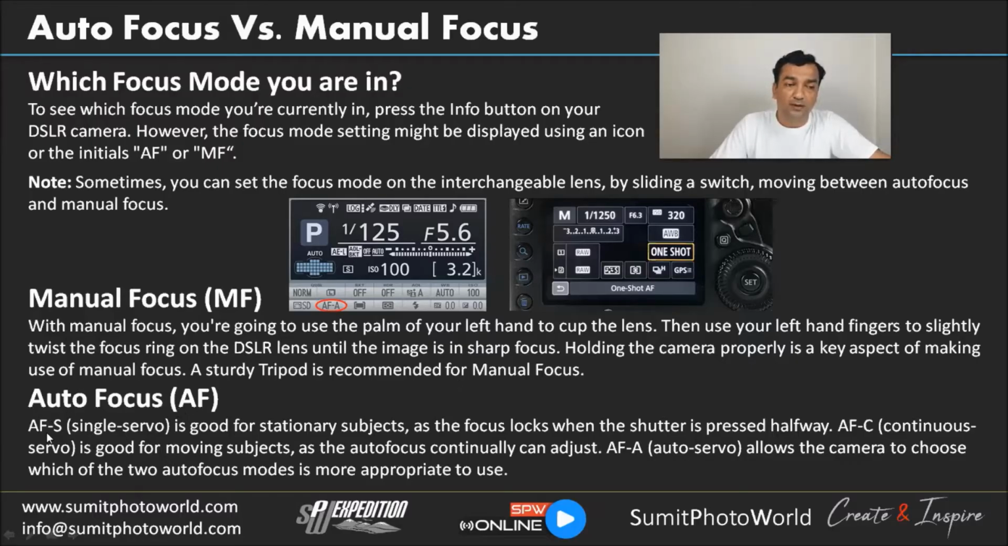Autofocus. As we discussed, autofocus single servo is good for stationary objects. Stationary subjects are designed to be easily captured when we are in this mode. When the shutter is pressed halfway, it will just lock the focus there, and that's how we use AFS. And AFC, the continuous focus mode, continuous servo, is good for moving subjects, as the autofocus continually adjusts. If the subject is going away from or coming towards the lens, it will keep calculating the focus, so by the time you press the shutter button, the subject will be in sharp focus.